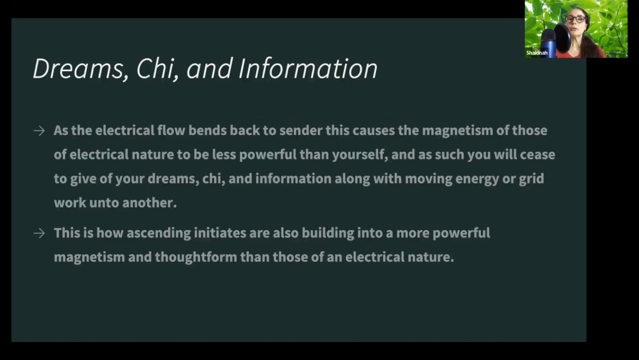As the electrical flow bends back to sender, this causes the magnetism of those of electrical nature to be less powerful than yourself, and as such you will cease to give of your dreams, chi, and information, along with moving energy or gridwork unto another. This is how ascending initiates are also building into a more powerful magnetism and thought form than those of an electrical nature.